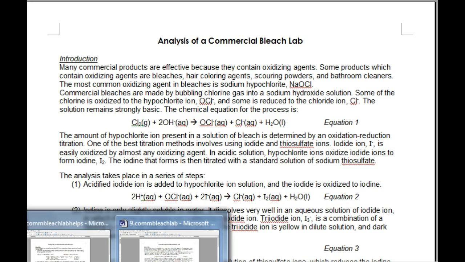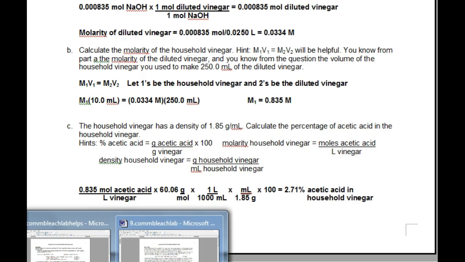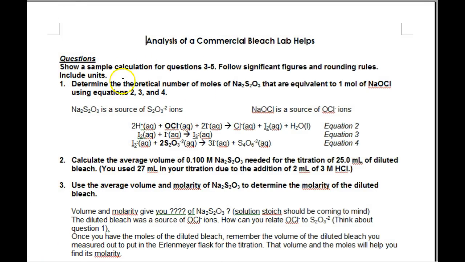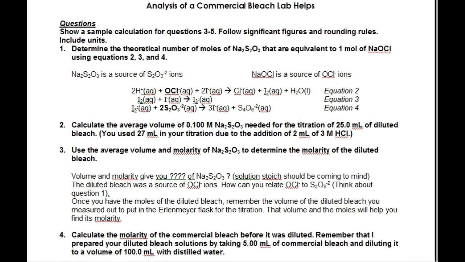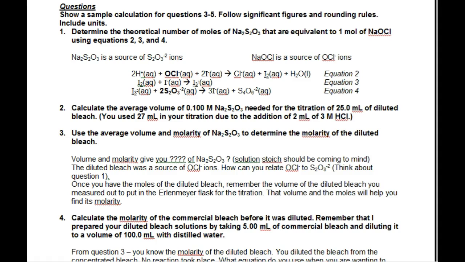The first question that you are asked to take a look at is, again, make sure you show sample calculations, follow your sig fig rounding rules, all that good stuff, include your units. The first question asks you to look at how many moles, in theory, of the sodium thiosulfate are equivalent to 1 mole of the sodium hypochlorite. And the equations are from the introduction.